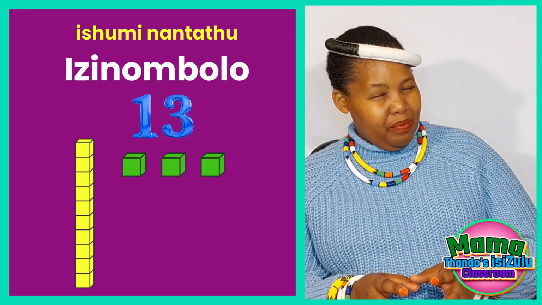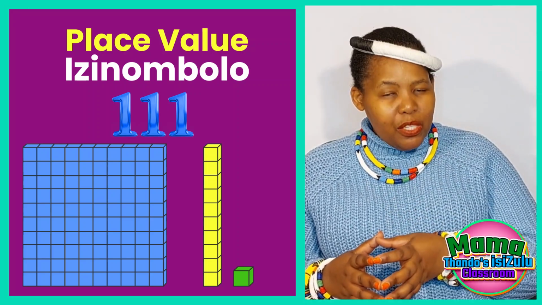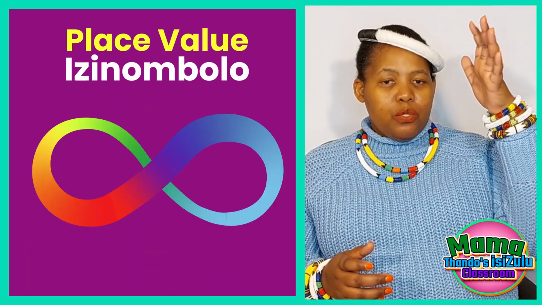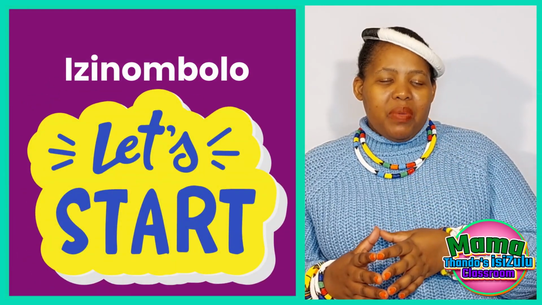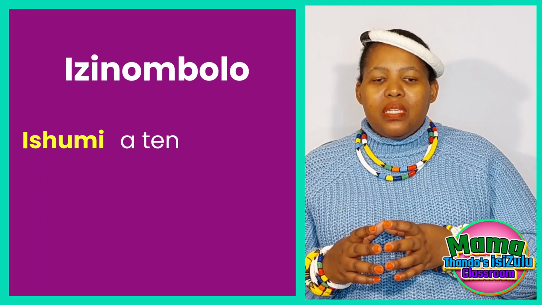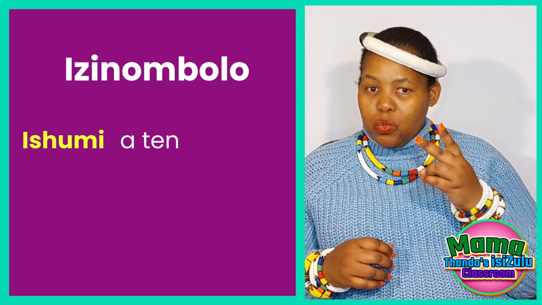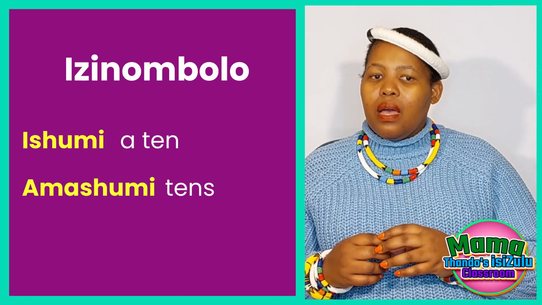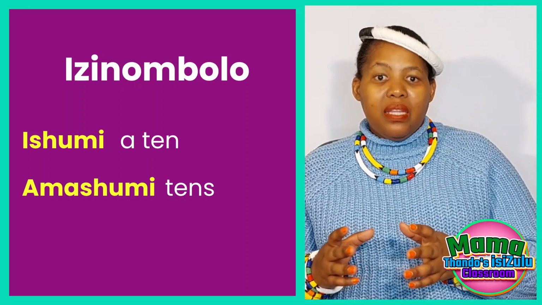Do you see, mngani? We are now using place value. We are going to continue with that place value for all the numbers to infinity plus 20. Now, let us start, mngani. We said ishumi is 10. 20, that's two tens. And so, one ten is ishumi. Tens, amashumi. So the plural of a ten is tens, amashumi.